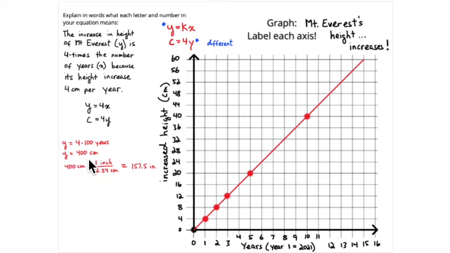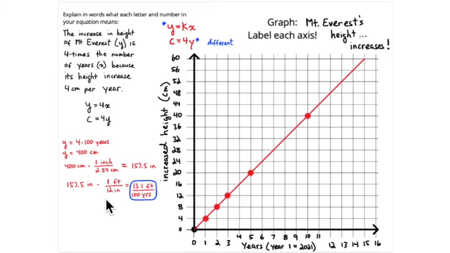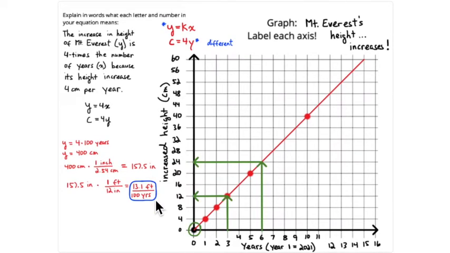So y is equal to 400 centimeters, 4 times 100 years, and we figured out from before that 400 centimeters divided by 400 centimeters is 157.5 inches, and the number of feet, now you can start to see that this number has to get smaller by dividing by 12. So the number of feet is 157.5 inches times 1/12, or divided by 12, equals 13 1/10 feet per 100 years.